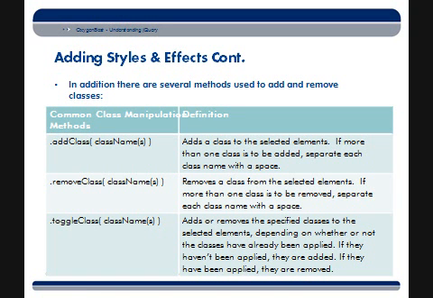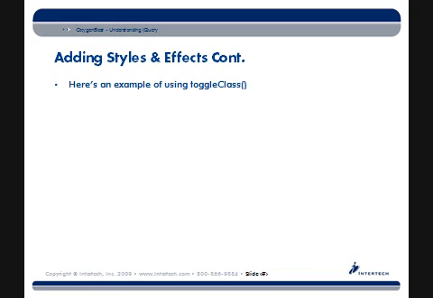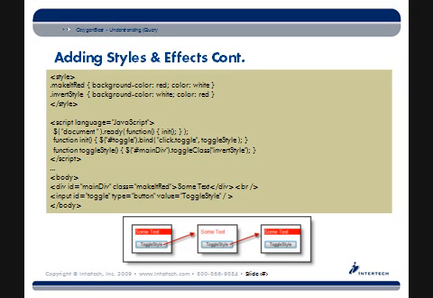And then toggle class. Toggle class is just a nice way of turning something on and off for a style. Here's an example of that. Starting at the bottom here, I have my body tag, and I have a div element with some text called some text, and it has a class of make it red.